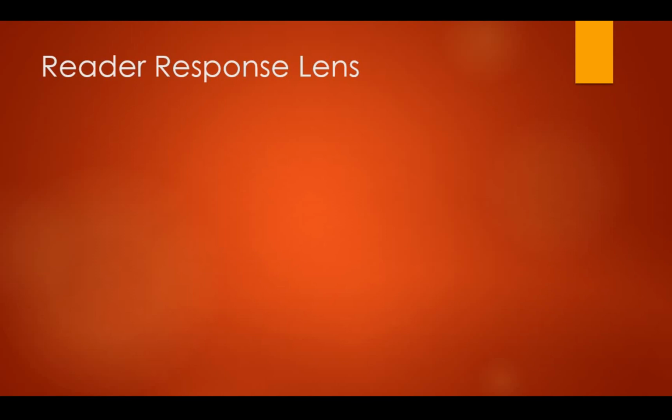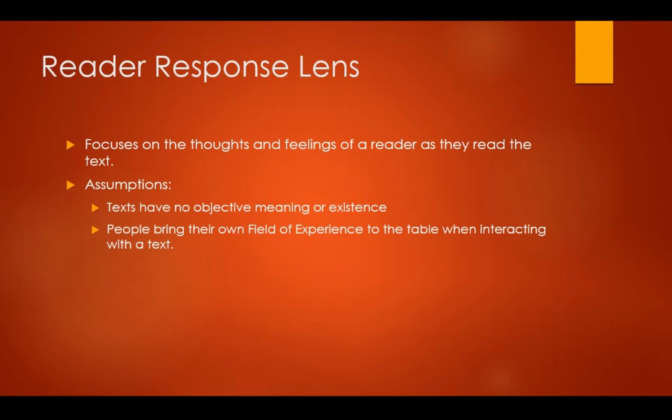These 2 are much more simple and much easier to explain. The first of which is the reader response lens. This focuses on the thoughts and feelings of a reader as they read a text. So it's really, how did you respond to the text? What did you think about as you were reading the text? How did you feel as you were reading the text? And so I find that the reader response lens becomes very popular because it comes back to how did you react to it. But that means there are still some assumptions.